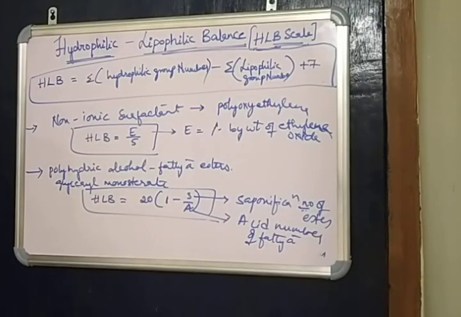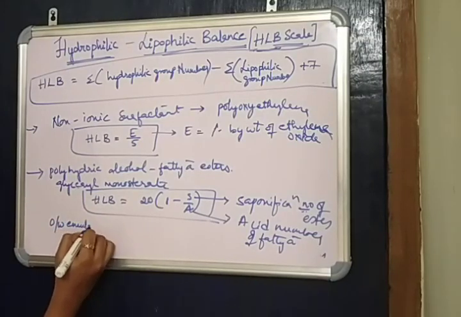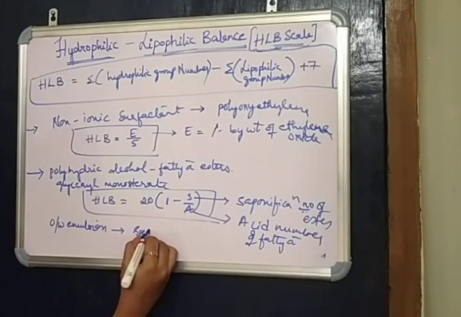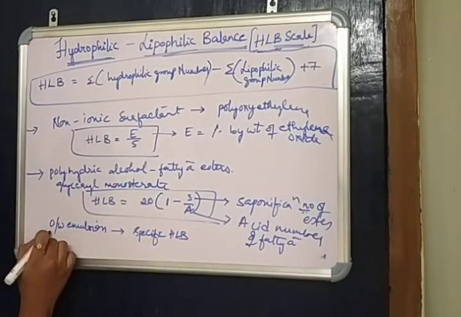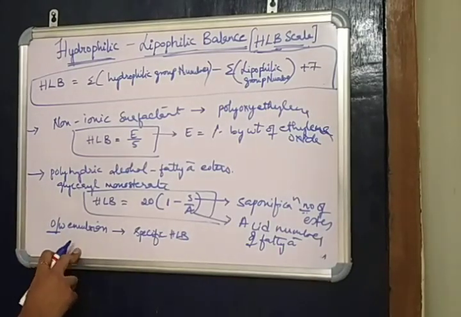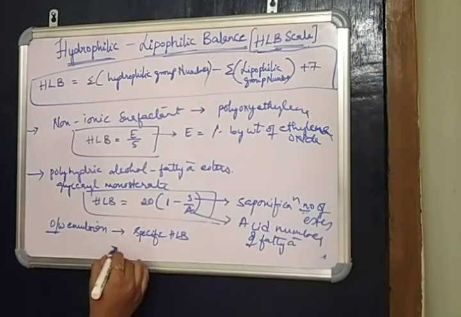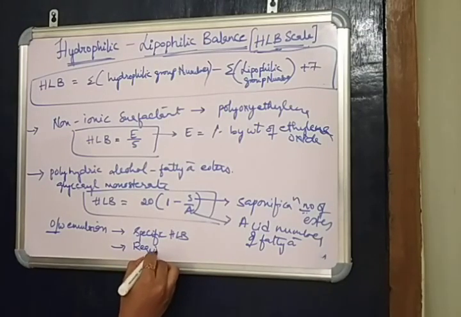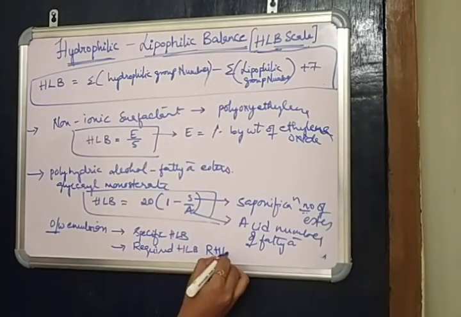If the oil phase in an oil in water emulsion requires a specific HLB, that HLB is called the required HLB, in short form, RHLB.